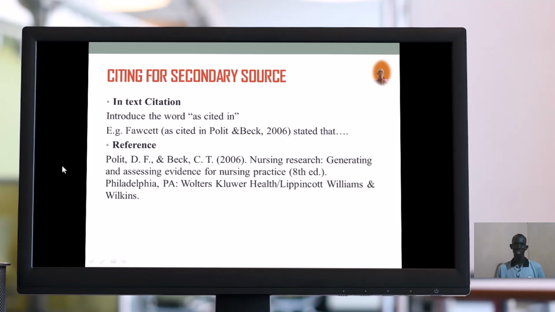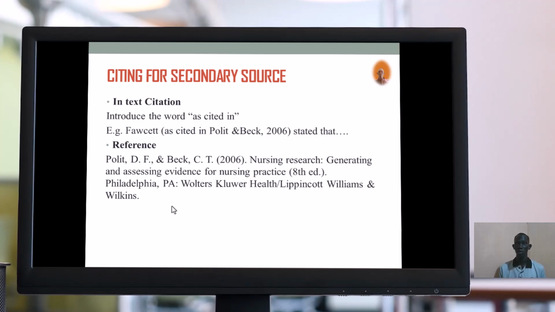And in our reference list, we normally put the person whom you got the information from. We have Paulette and initials, then Becky and initials. We put the year of publication, the title of the book, the edition, the place of publication, and the publishers. I think here there are two publishers. So that's basically how we can cite for secondary sources.